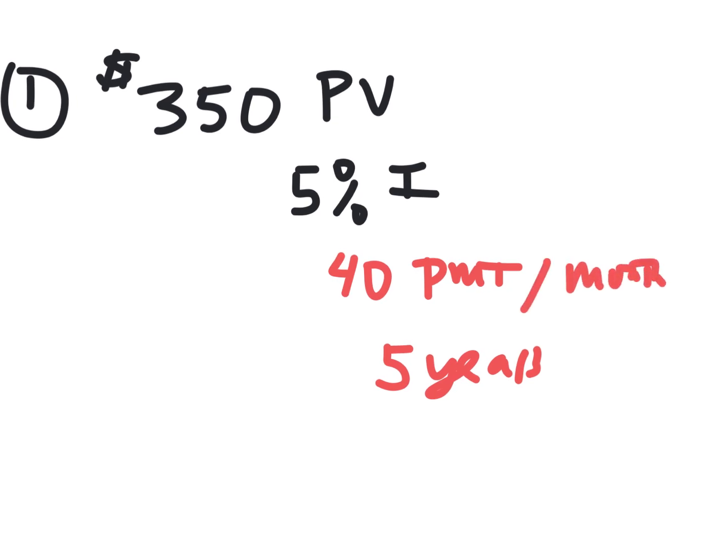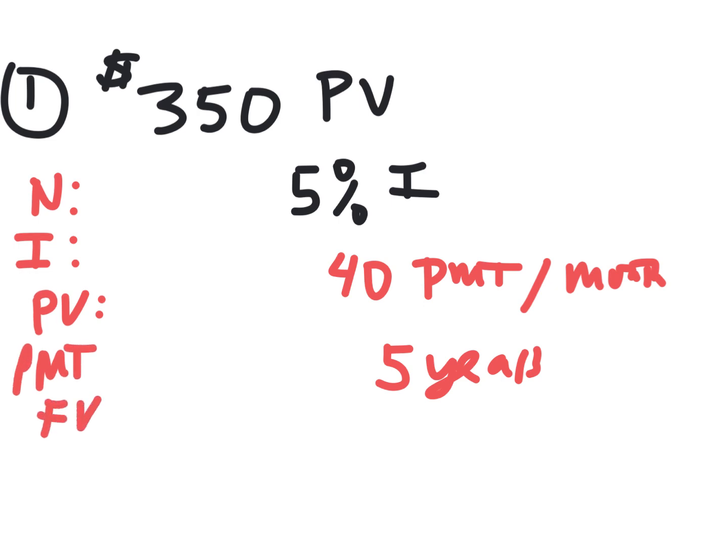All right, then everybody has the same little things to fill in. Your N, your I, your PV. I think it's PMT next, then FV, then payments per year and C per year. And those are always the same.